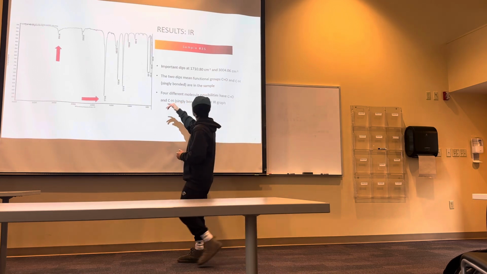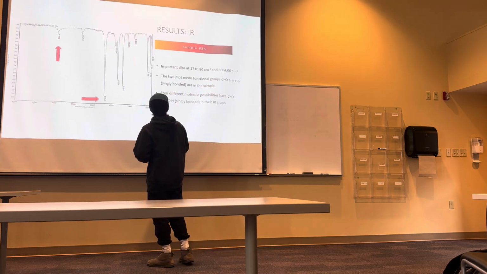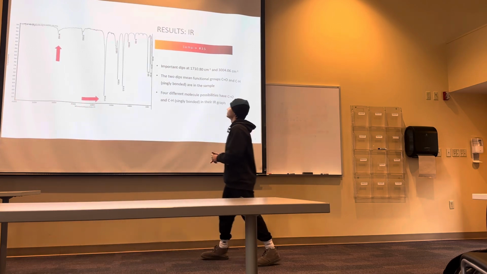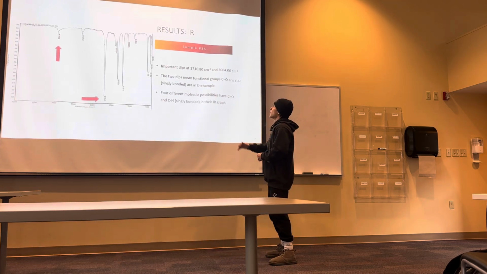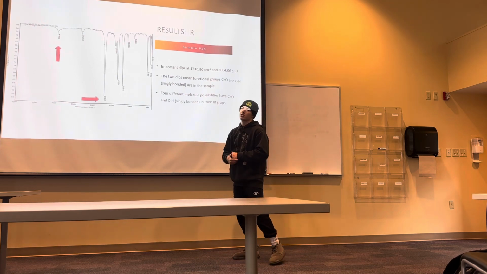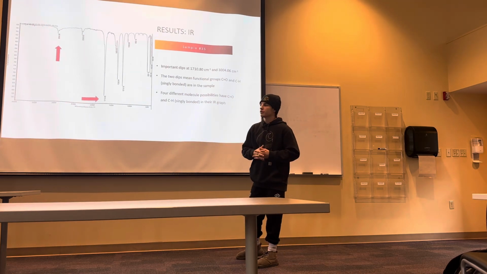Now, the results of our IR test. So we have 2 important peaks at about 1,700 centimeters and about 3,000 centimeters, in here and here. Now, these 2 peaks being functional groups of C double bond O and C-H, which is singly bonded, are in the sample. Again, our sample is sample 35.